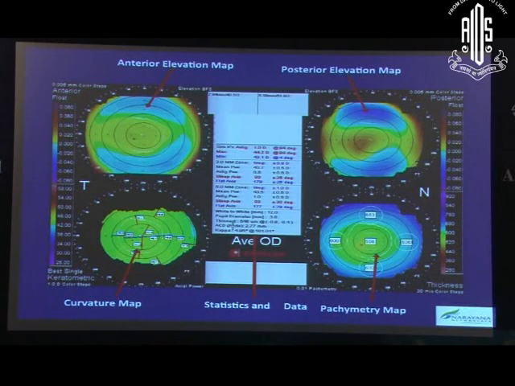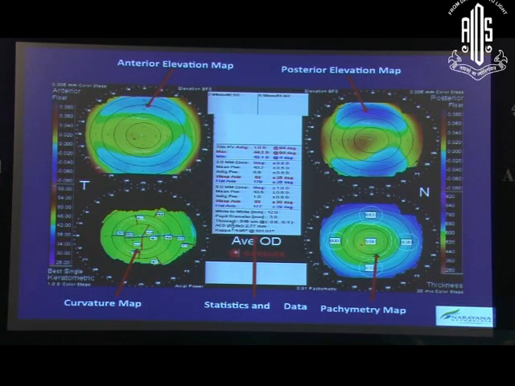Now let's take a printout. This is an Orbscan printout. The funky name of this thing is quad map. So when you want to flaunt around, you can say this is a quad map printout of Mr. Shah Rukh Khan, right eye, whatever. So basically in the quad map printout, the first map is the anterior elevation map, elevation based topographer. What kind of patterns can you see? Island or saddle shape pattern. What do we see here? Looks like island, well, looks like a normal cornea.